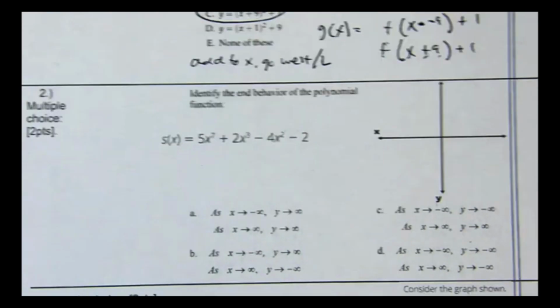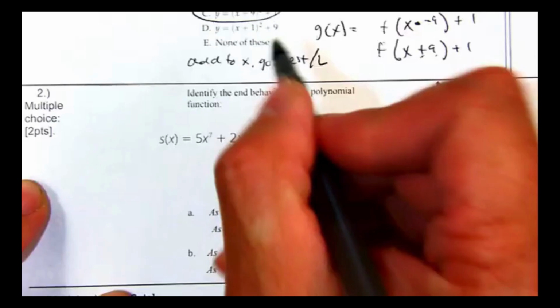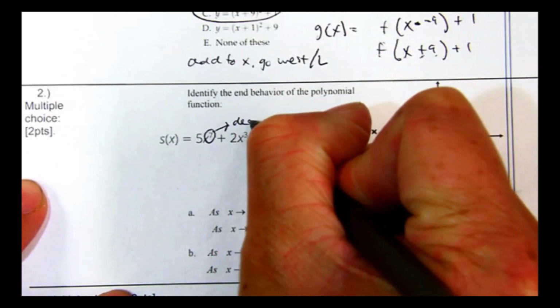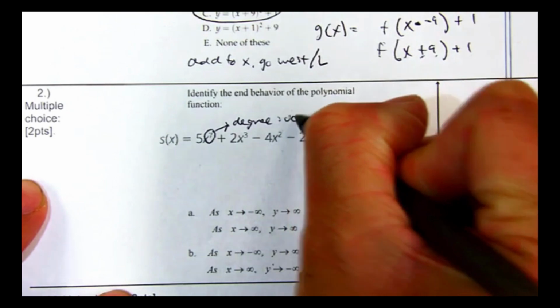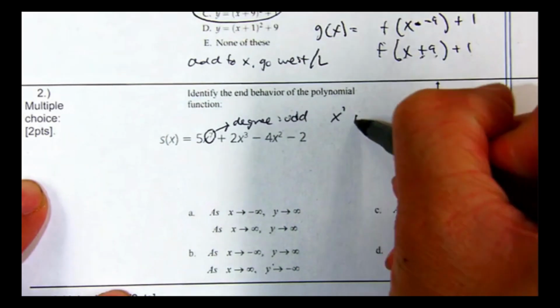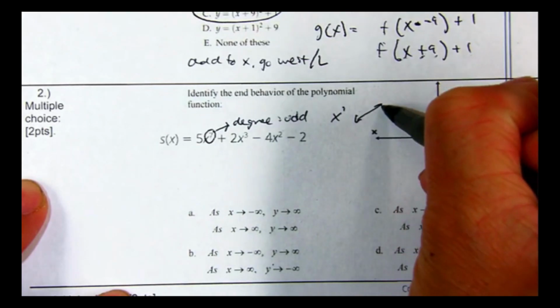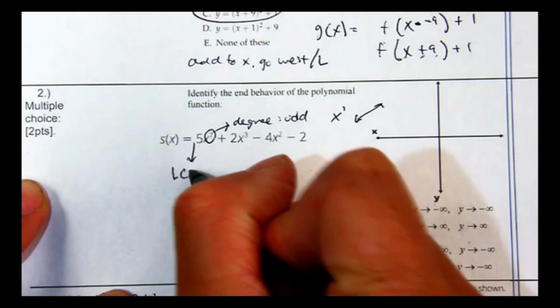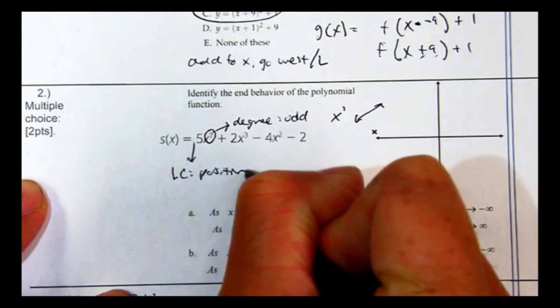Identify the end behavior of the polynomial. I'm first going to look at the degree. My degree here is odd. Look at your easiest odd degree, which is x to the first. Start down and you're going to end up. And then my leading coefficient here is positive, which means my arrows will stay.